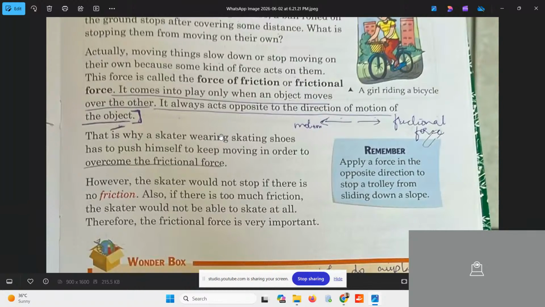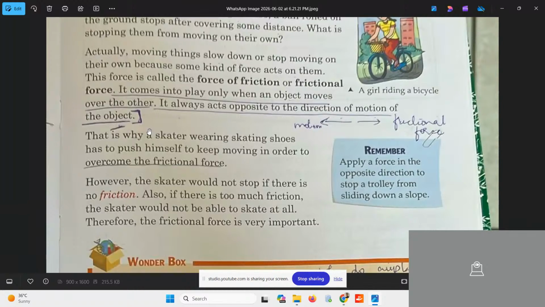Also, it always acts opposite to the direction of motion of the object. For example, if a ball is going towards east, then the frictional force will act towards west. That's why the ball stops. If the ball is going east and the frictional force also acted towards east, then the ball would go faster. But the ball goes towards east and the frictional force is applied in the west direction.